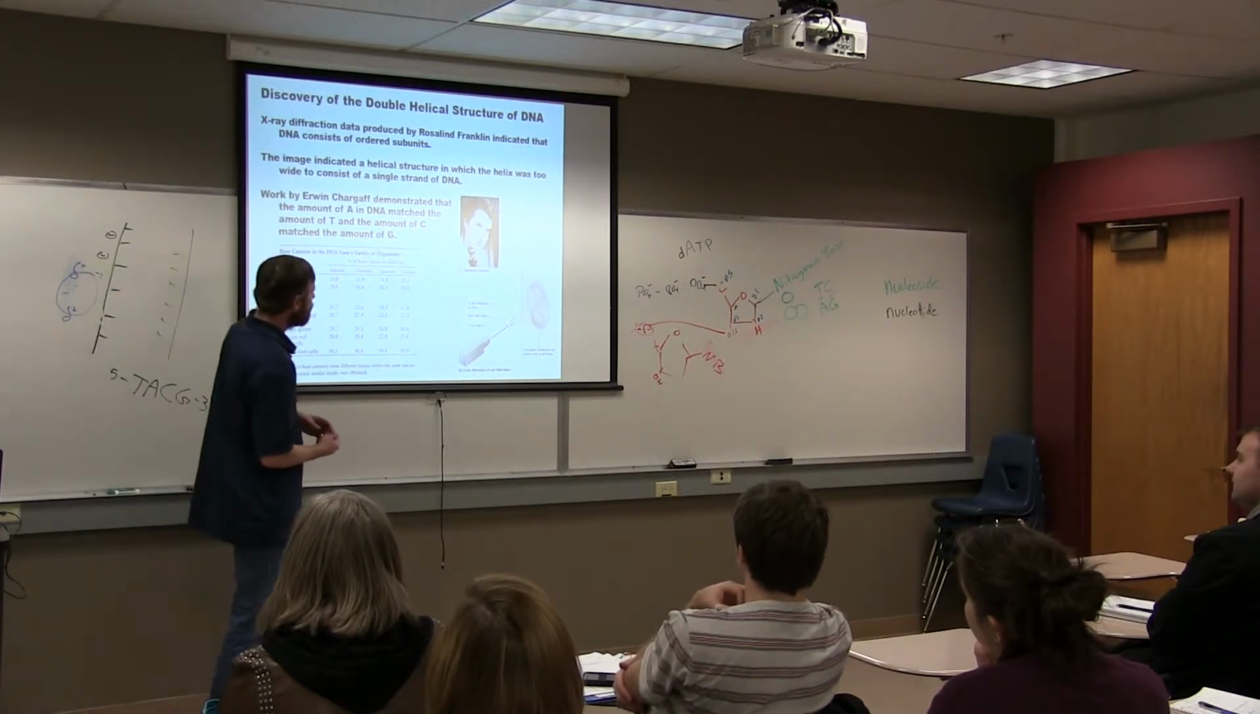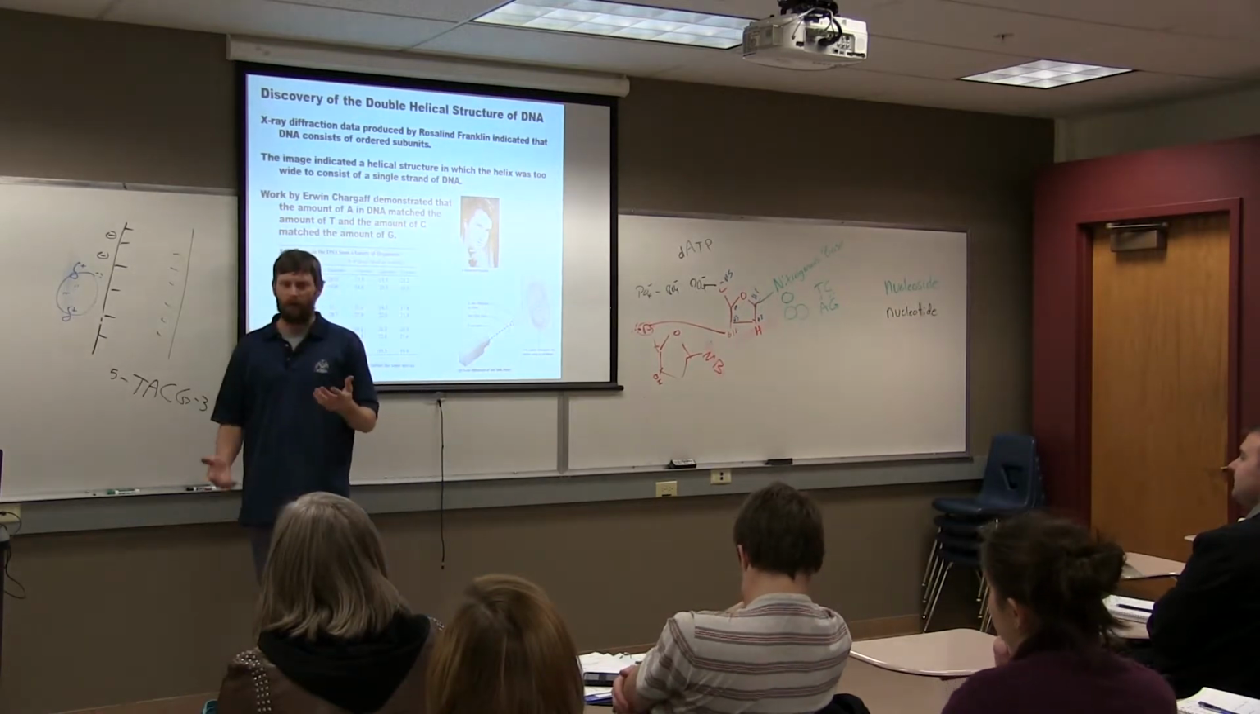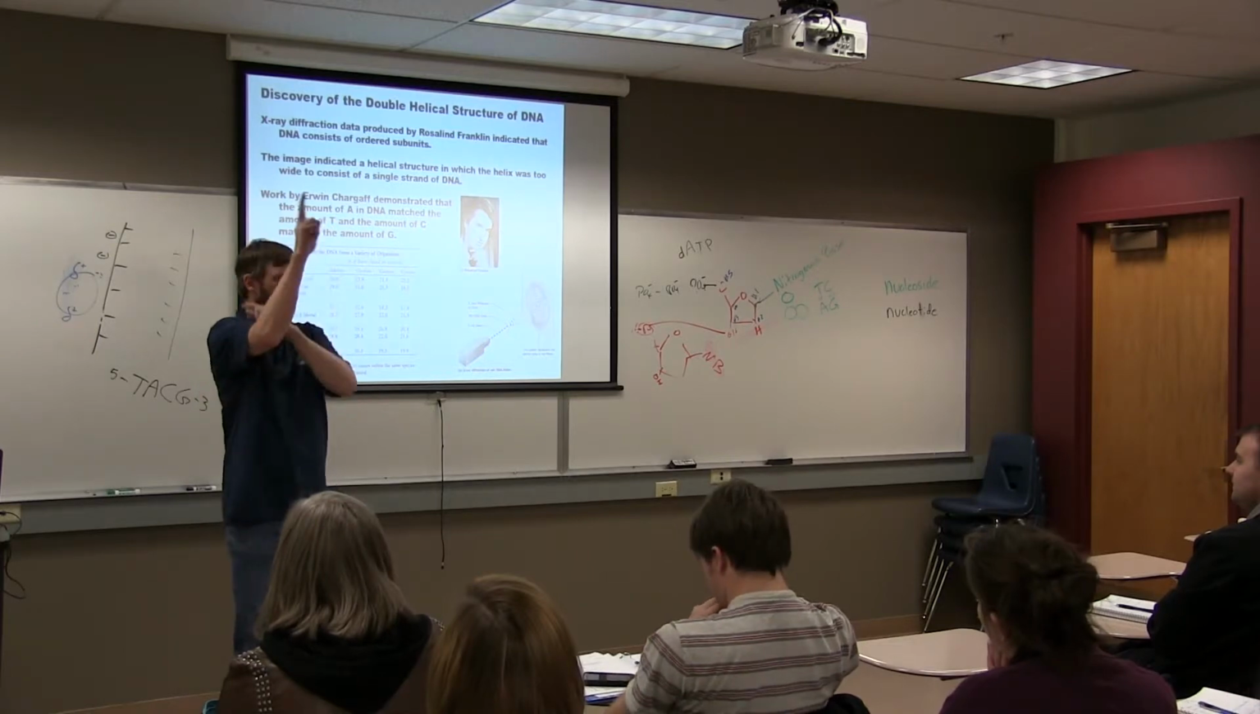Anyway, she had a piece of data, and based on what they saw, they realized the structure of DNA needs to be some kind of a helix. It needs to basically be something that spins around on itself like this in a spiral.